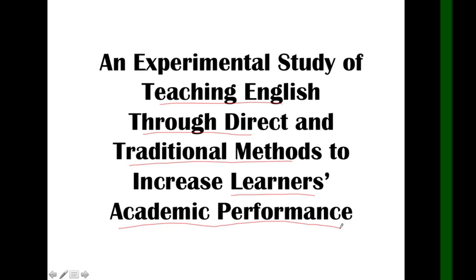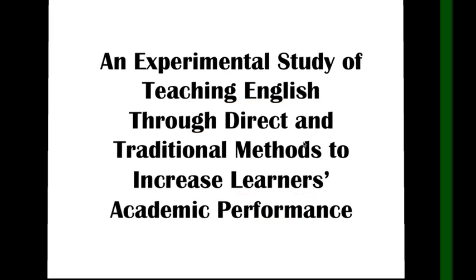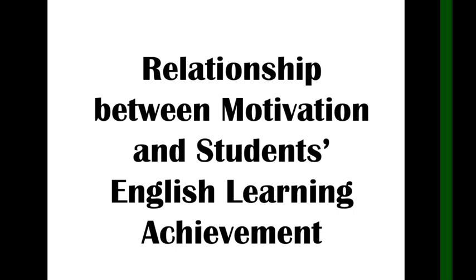So the dependent variable is the learners' academic performance because learners' academic performance depends on the teaching English through direct method or it depends on the teaching English through traditional methods. So nakadepende yung pagtaas ng learner's academic performance kung ang gagamitin ng teacher ay direct or traditional method in teaching English. So the dependent variable is the learners' academic performance and the independent variables are both teaching English through direct and traditional methods.